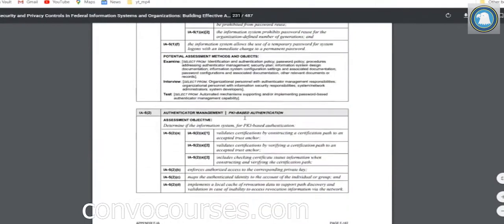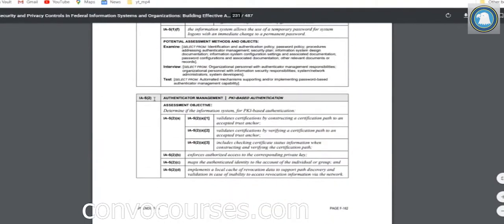Let's say IA-5.2, right? This is for authenticator management. And what are you looking for as an assessor? Determine if the information system for PKI-based authentication has the following: validates certification by constructing a certification path, validates it.